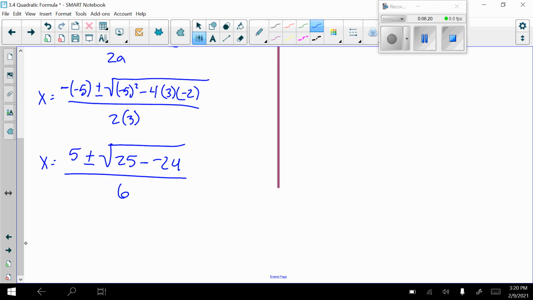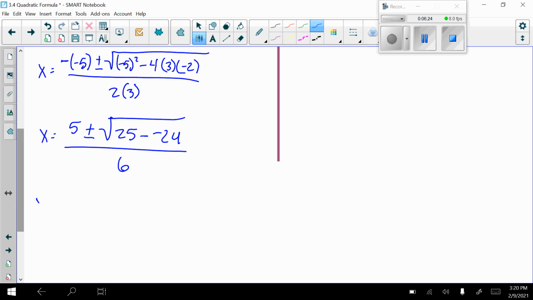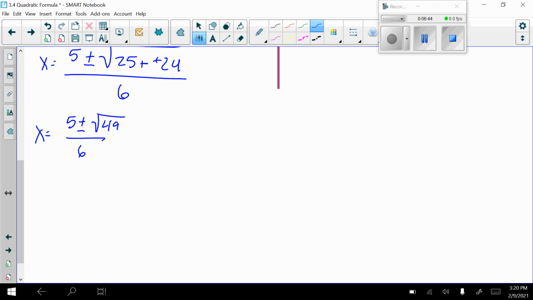And again, one thing at a time. Let's just continue to break it up and continue to try to simplify it. X equals 5 plus or minus the square root of 25 minus -24. If you subtract a negative, that's like you're adding. So that's 25 plus 24, which is 49, over 6. Okay? And we can simplify that a little bit more. The square root of 49 is 7, so 5 plus or minus 7, over 6.